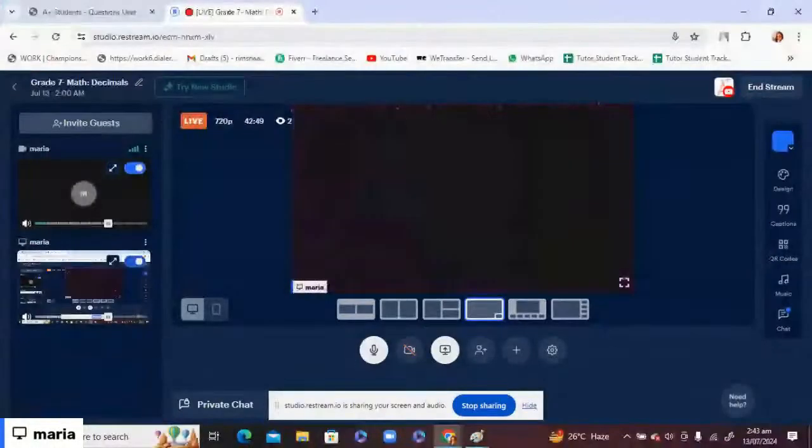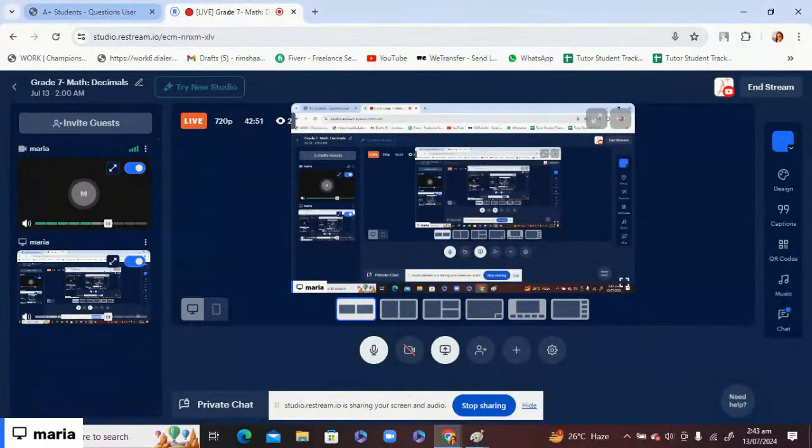Find the value of t, write your answer as a decimal number. Why is my screen stopped? Just let me share again. Okay, now it's sharing again.